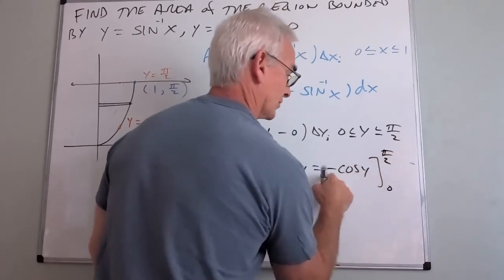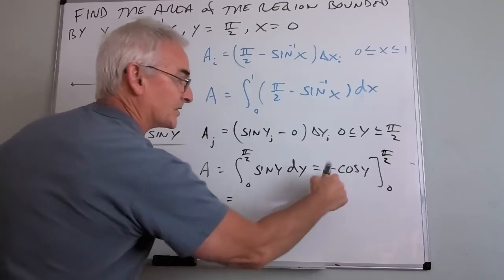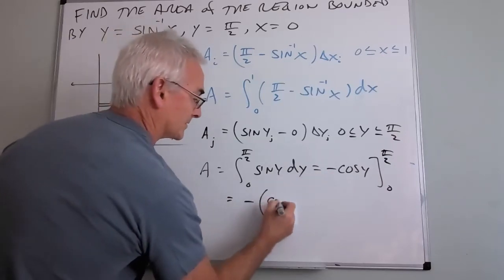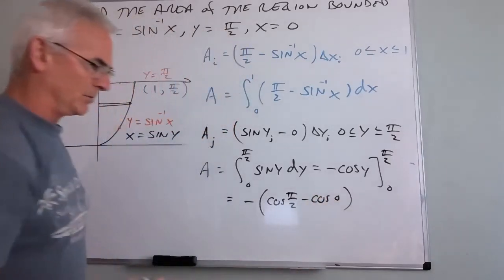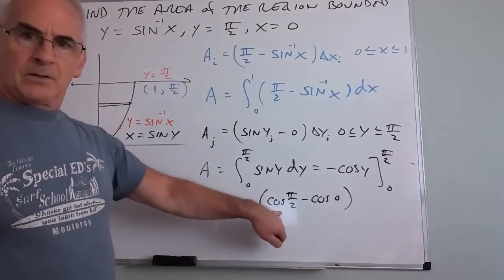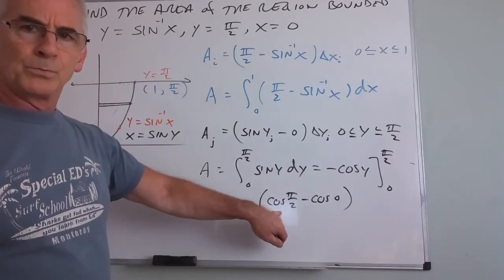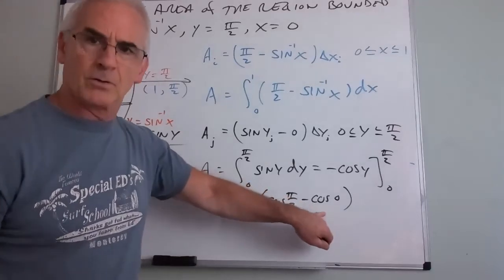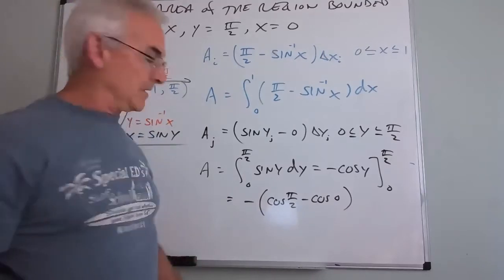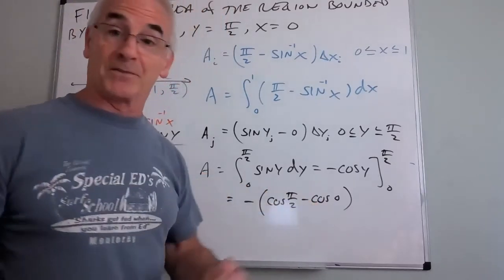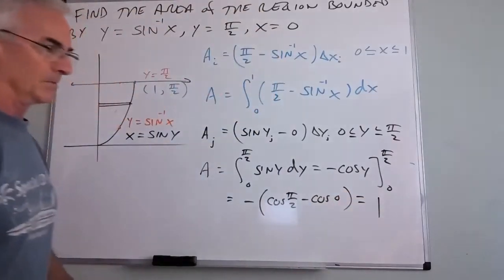So this would be the negative of the cosine of y from 0 to pi over 2. Now that negative is huge, so I'll put the negative on the outside. It's cos pi over 2 minus cos 0. What's the cosine of pi over 2? Zero. What's the cosine of 0? 1. If you know that one, you should know that one. The cosine of 0 is 1. So my answer is, oh my gosh, my answer is 1.